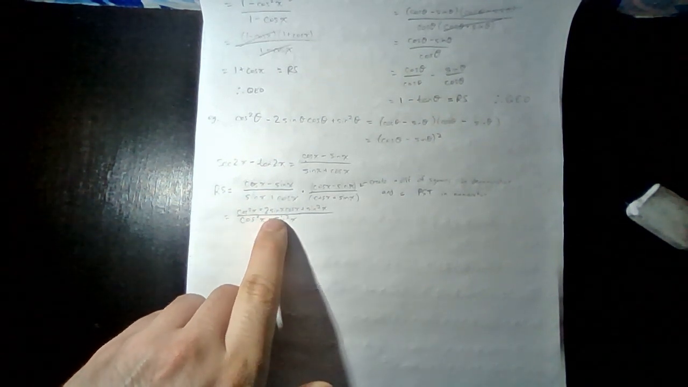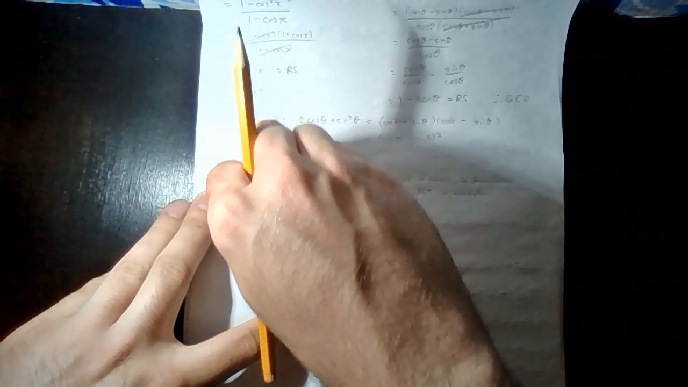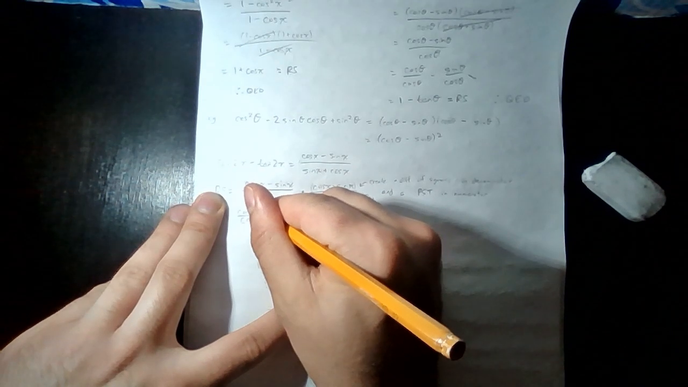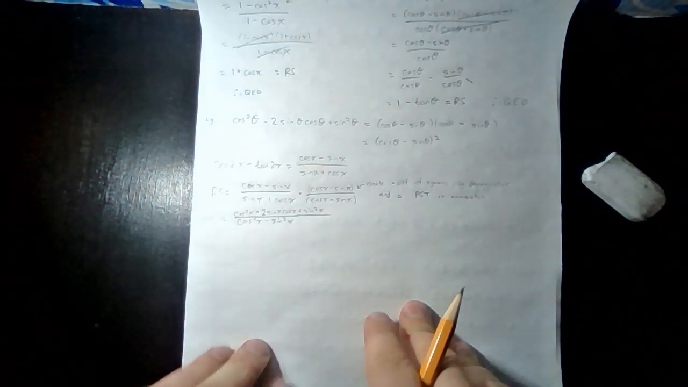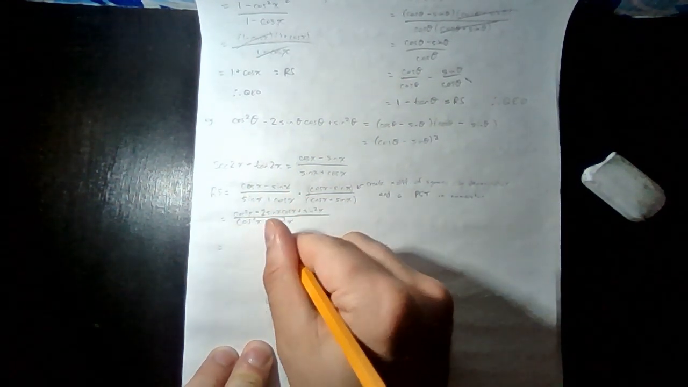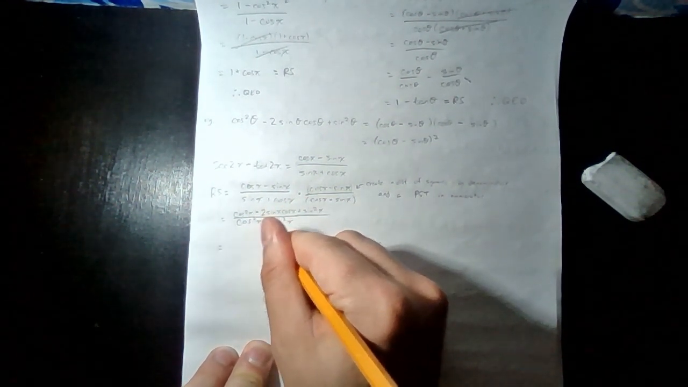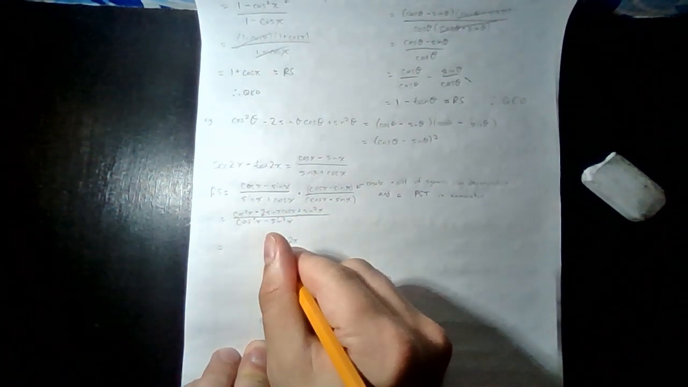Now we still have quite a bit going on here. 2 sine x cos x. Oh, this should have been, sorry, this is a negative. Two sine x cos x, that is one of the double angle formulas. That is sine of 2x, and it's a negative, so it's going to be a negative sine 2x.